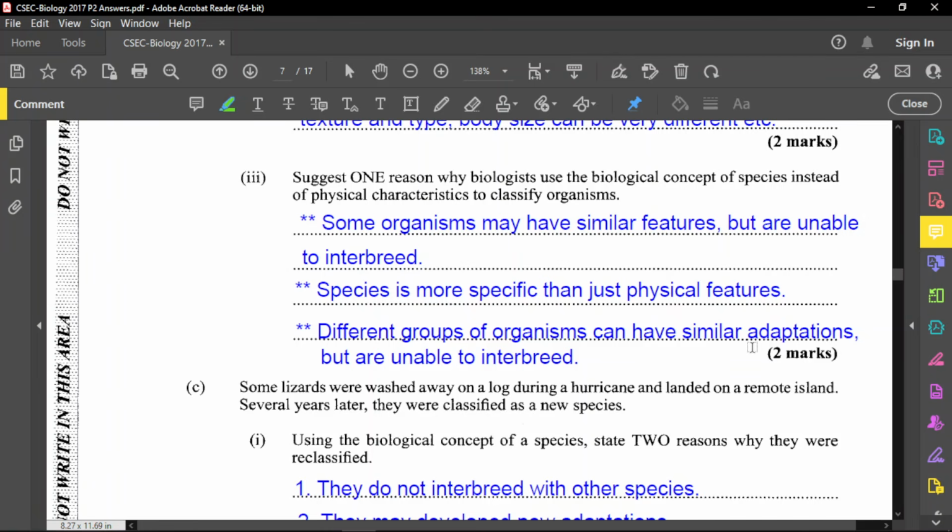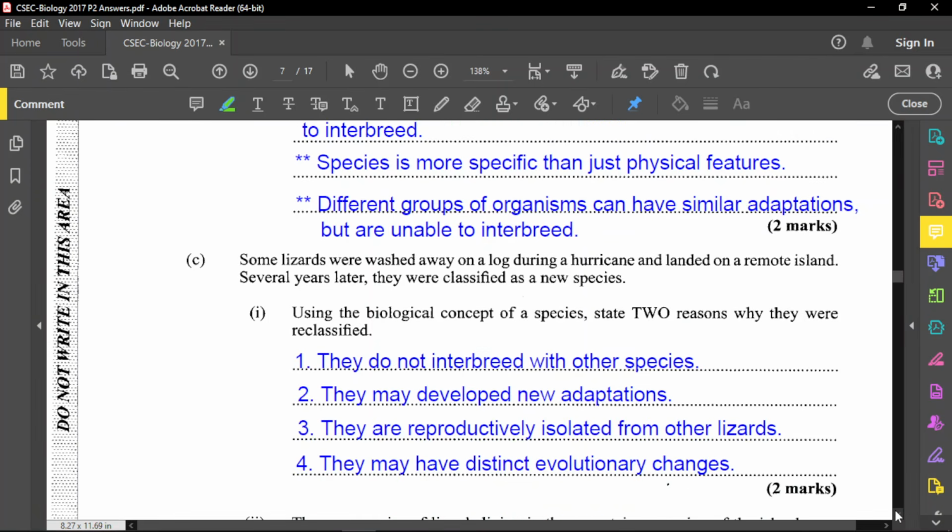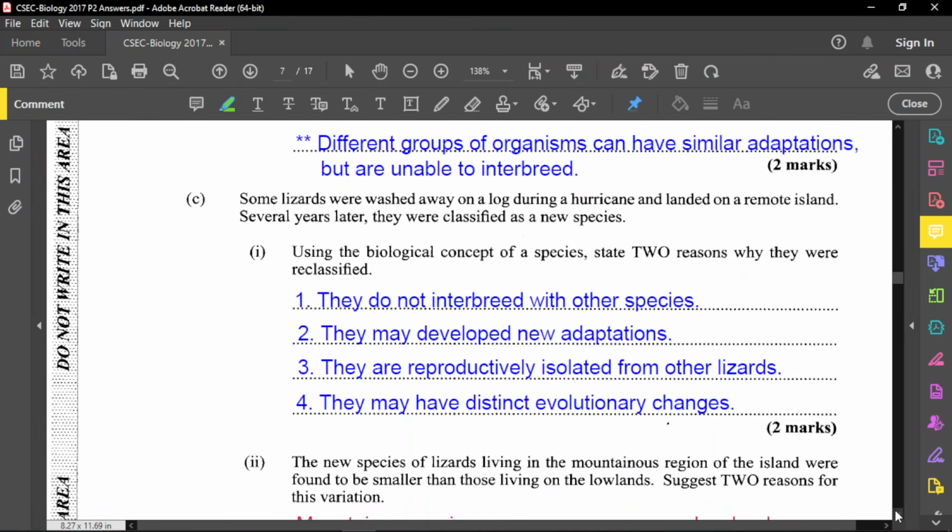Even some birds, if you think about it, they look so alike in their features for the most part, but not all birds can interbreed with each other to produce viable offspring because they belong to different species, right? So it's very important that we use this concept, the biological concept of species, rather than the physical features.